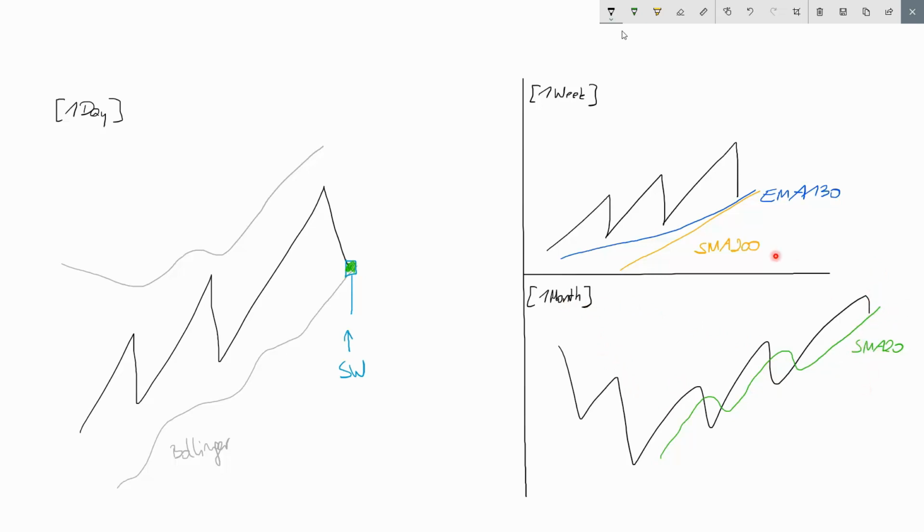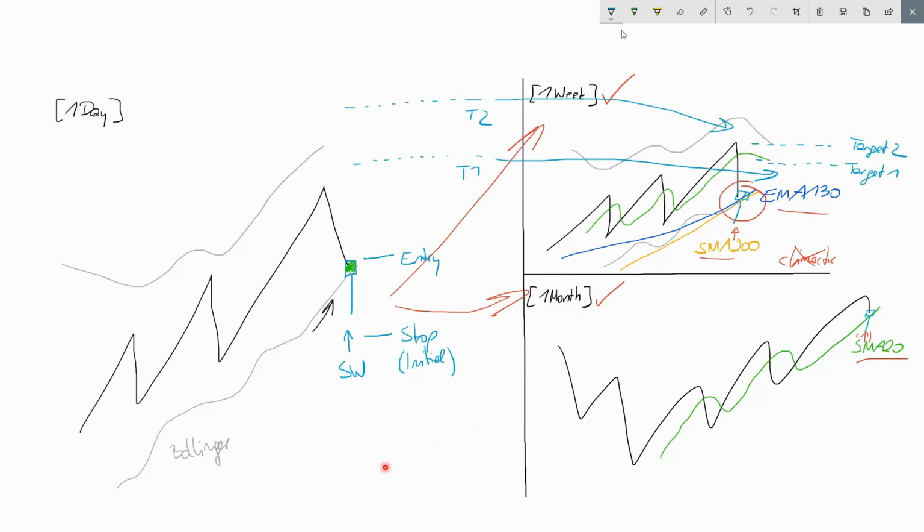So in this chart I assume that we have a retracement here in the weekly and also a retracement here. So the SMA 20 is touched in the month, and the EMA 130 and SMA 200 in the weekly chart is also touched. This is then a high probability in the daily chart that you can play this signal in the long direction. Okay, next one.